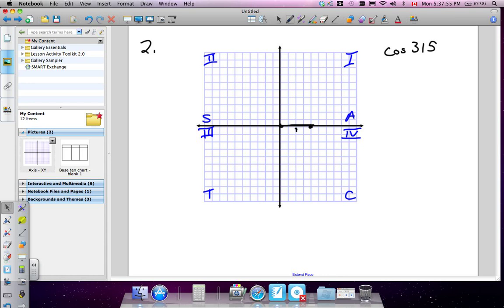Well, I know if I turn the line up to here, I've gone 90 degrees, right? If I pull it all the way down here, I've gone 180. If I bring it around to here, I'm at 270 degrees. And if I go all the way around, I'm at 360, okay? So obviously that's not how far I want to go. What I have to figure out is, what is the difference between 360 and 315? So 360 subtract 315, yeah, 45 degrees.